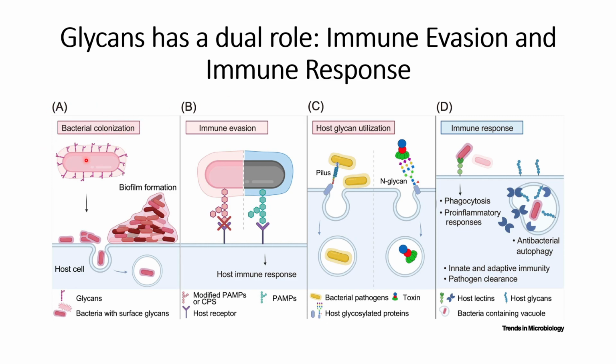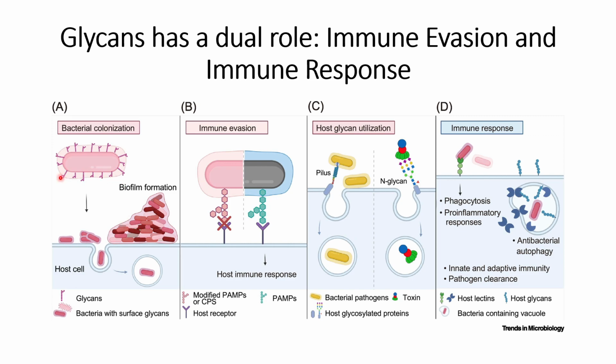First one is about bacterial colonization. In this case, the bacteria has cell surface glycans, and these glycans that are formed on the bacterial cell surface are similar to the glycans that are expressed on the host cells. So in this case, these glycans will prevent the host cell immune system from generating the immune response against this bacteria.